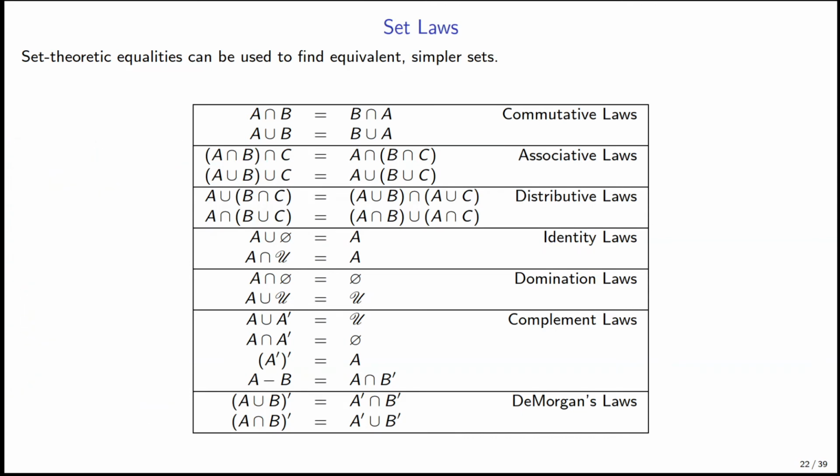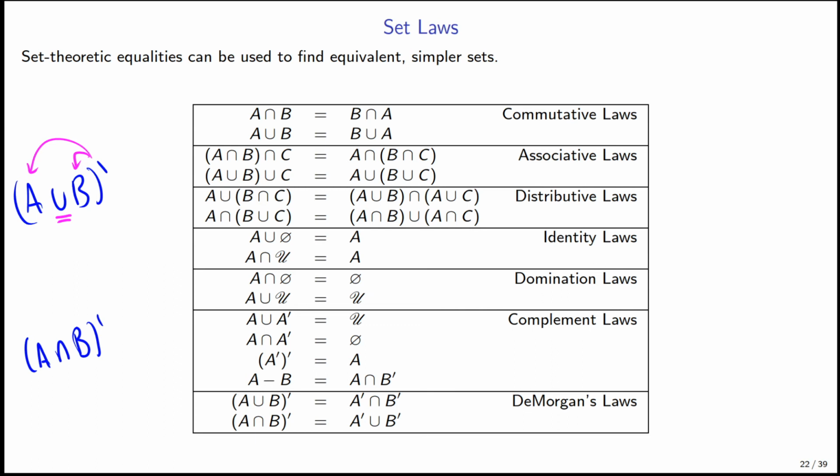De Morgan's laws, I'm not going to show you a picture for this, but if we take A union B and we take the complement of the entire thing, or if we take A intersection B and we take the complement of the entire thing, what we do is we take the complement, we distribute it to the sets inside, and we flip the sign itself.